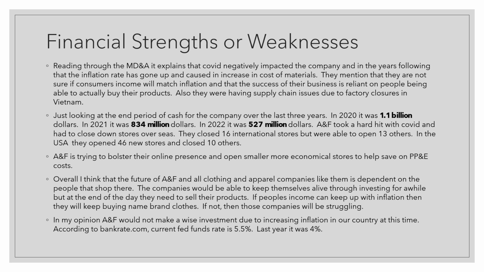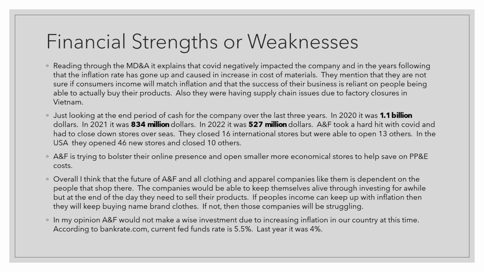Just looking at the end period of cash for the company over the last 3 years, in 2020 it was $1.1 billion. In 2021 it was $834 million, and in 2022 it was down to $527 million, so less than half of what it had had 2 years prior. Abercrombie & Fitch took a hard hit with COVID and had to close down stores overseas. They closed 16 international stores but were able to open 13 others. In the USA, they opened 46 new stores and had to close 10 others.